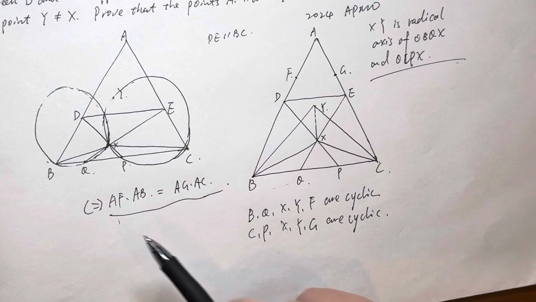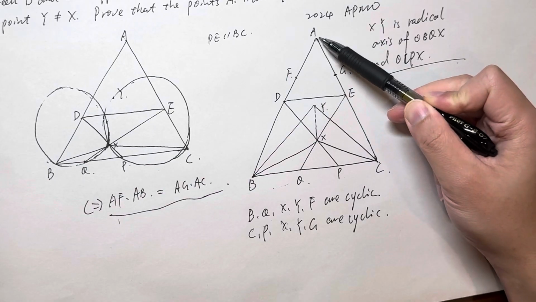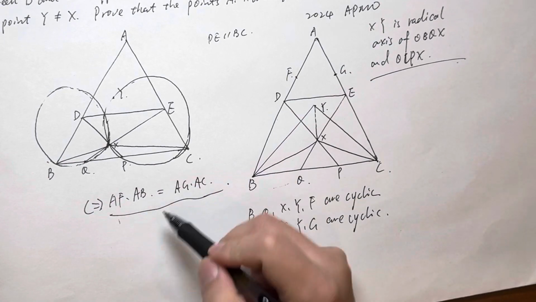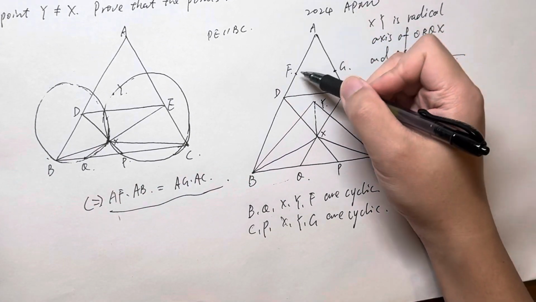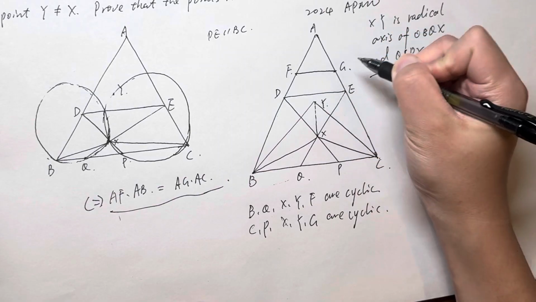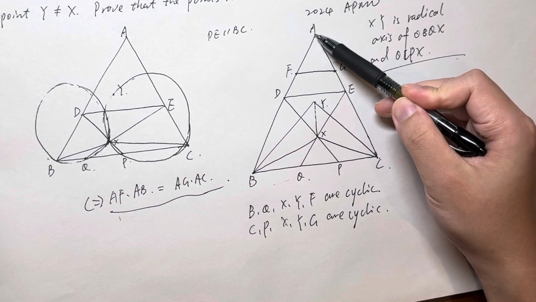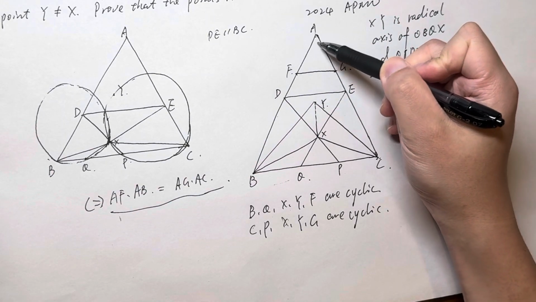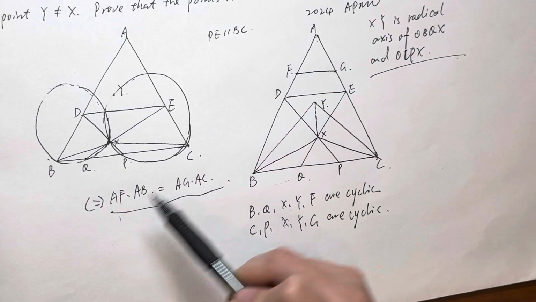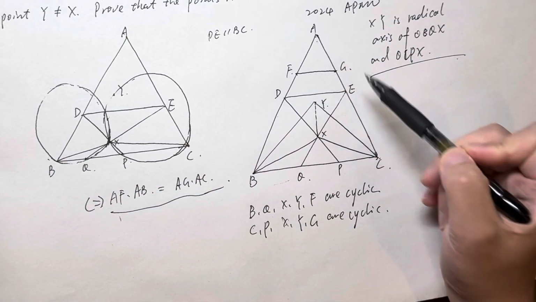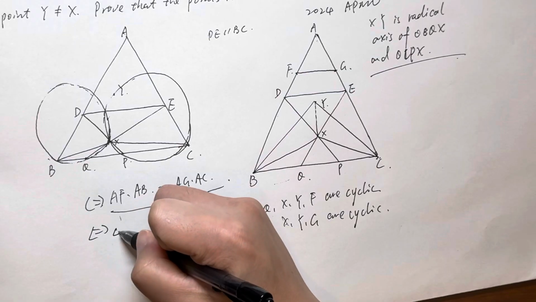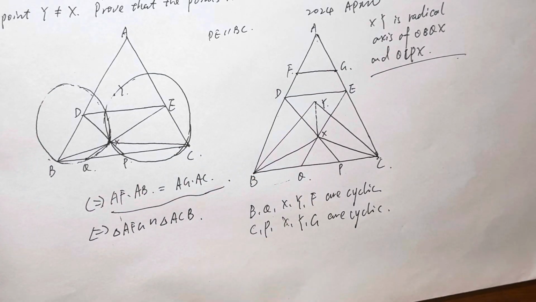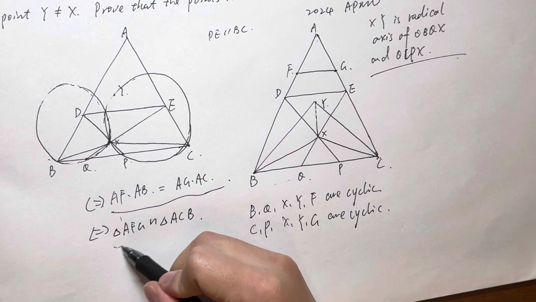Now the problem is how can we prove AF times AB equals AG times AC? Notice that triangle AFG and triangle ABC have the same angle A, and if AF times AB equals AG times AC, that means triangle AFG is similar to triangle ACB, which means we just need to prove this one.